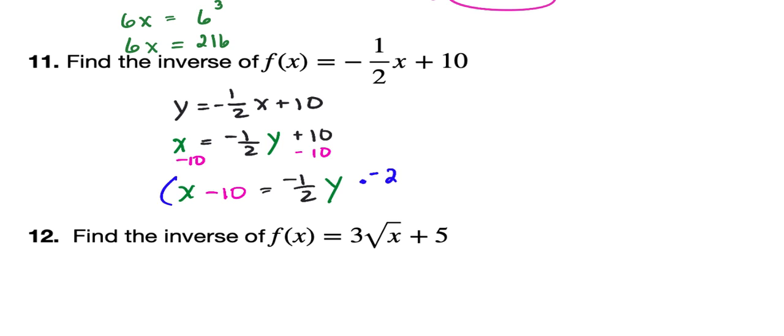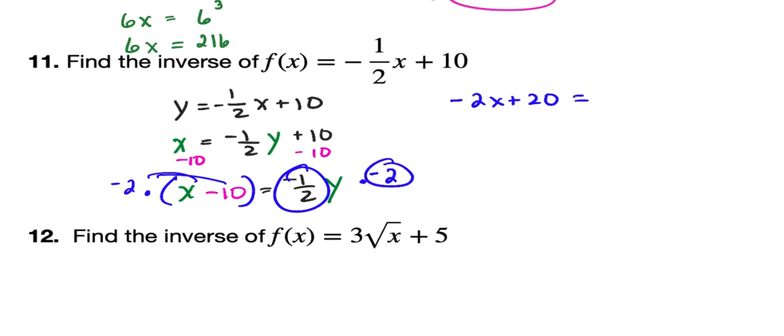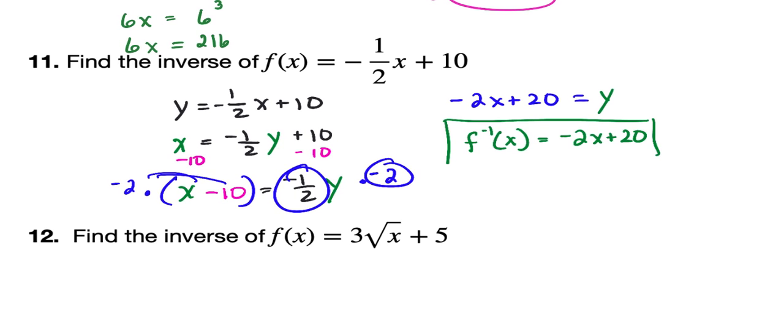Now, since I take the right side times negative 2, I have to take the left side times negative 2, the whole side. So on the left side, we've got some distributing, negative 2x plus 20. On the right-hand side, that's that half times 2. It's negative times negative. It'll just be a positive 1. And so that's what y equals, 1y. Now let's write this thing in inverse function notation. Negative 2x plus 20. And we are done.